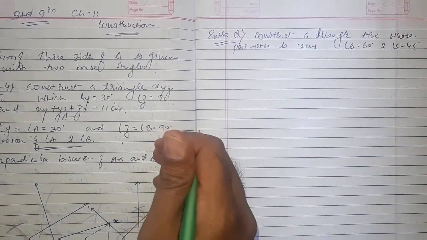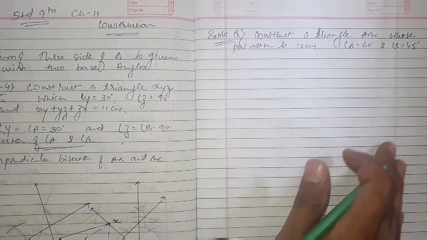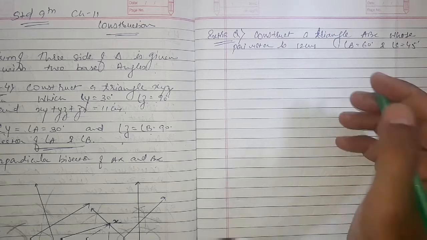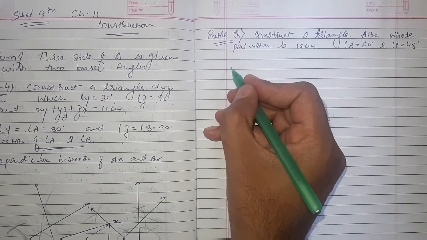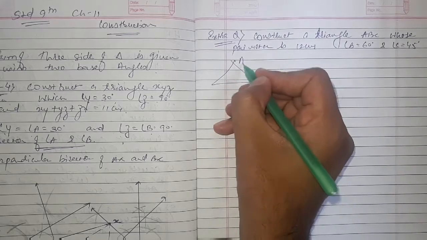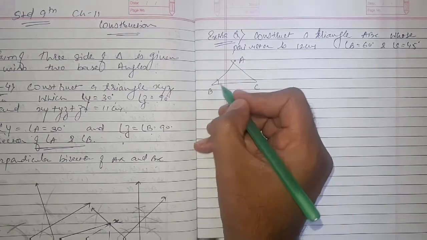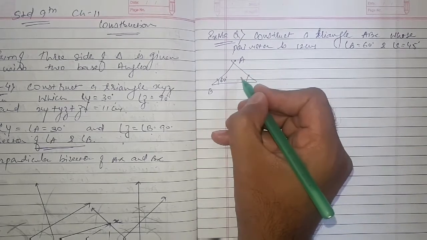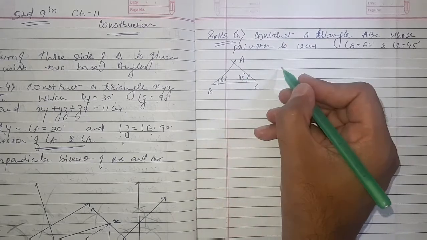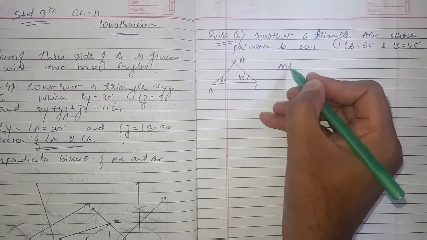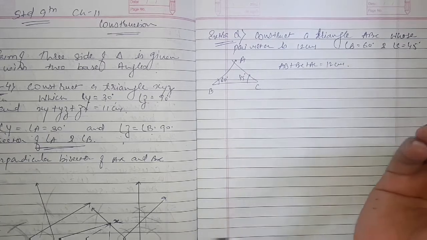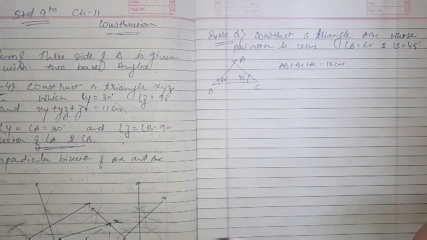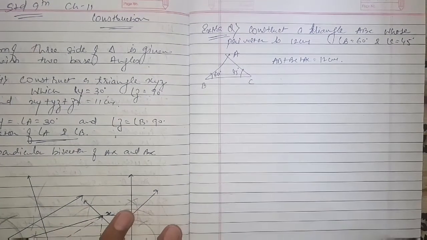Clear? So here the sum of all sides, that is the perimeter, is given as 12 centimeter. That means we have to construct a triangle ABC in which we construct 60 degree here and 45 degree here, and the sum of all sides, that is AB plus BC plus AC, is equal to 12 centimeter. Okay, clear? So for that, let's start.